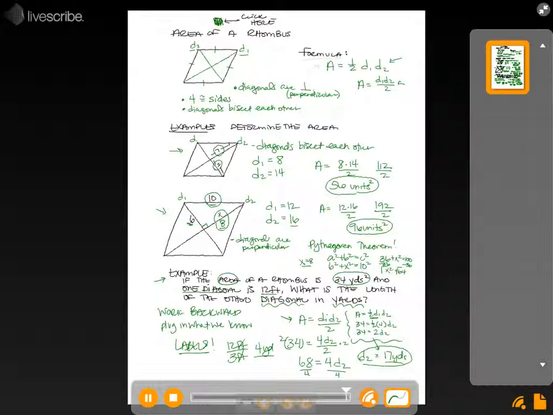So this is our video on the formula for the area of a rhombus. So make sure that you know this formula up here, and if you have any questions, bring them to class next time.